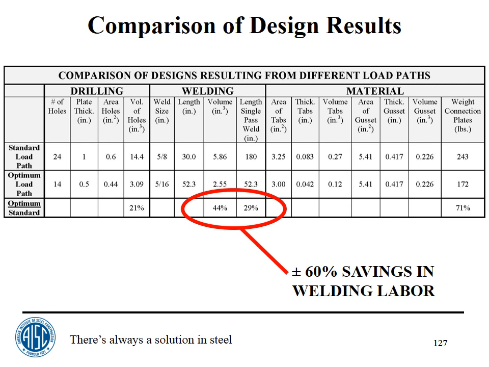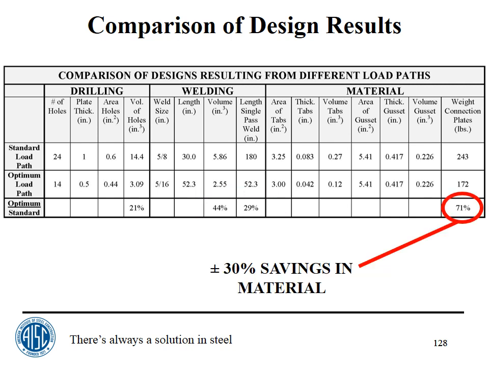And the bottom line on this job was, and what you see here for the optimal case, this one right here, the optimal load path is what was used on this job. According to the engineer, this is the owner's engineer, not us, their budget price was $2 million above what it actually cost to build it. 30% savings in material because we got thinner plates.